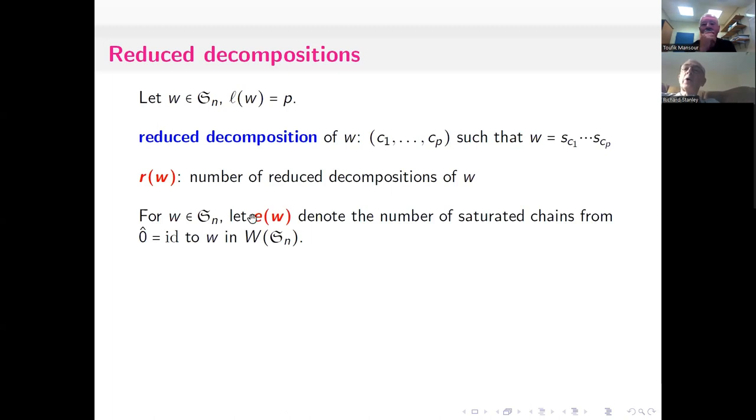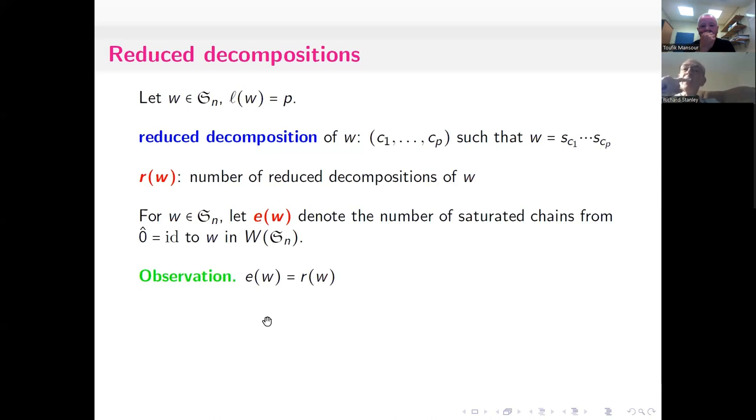In the weak order, we can let E of W be the number of saturated chains from the zero element, the identity permutation, to W in Sn. In general, for any poset with a zero, I'm going to let E of an element be the number of saturated chains from zero to that element. A very important function on posets.